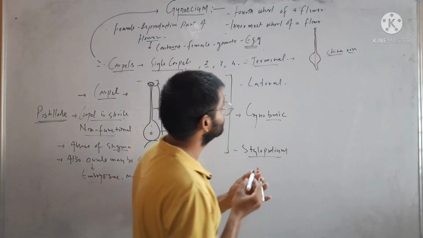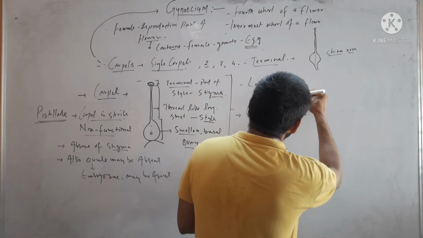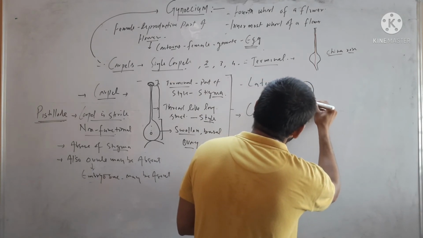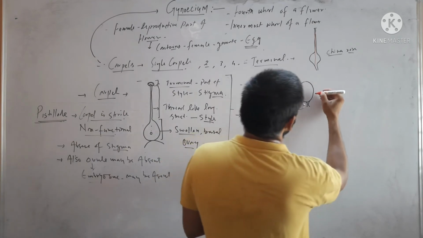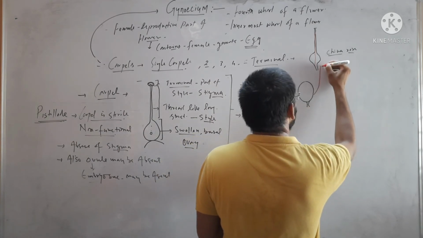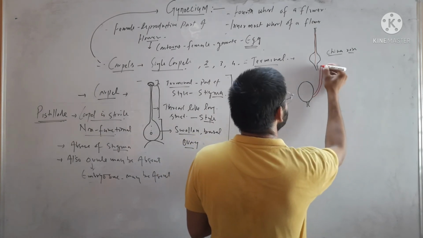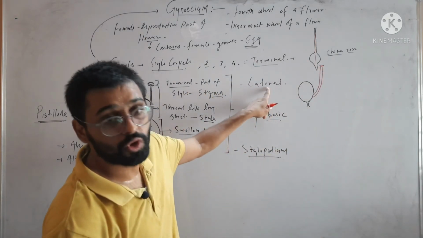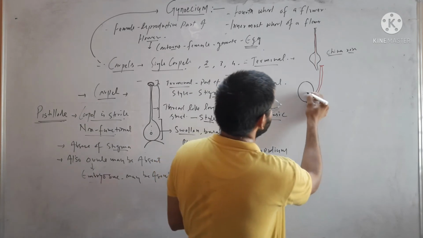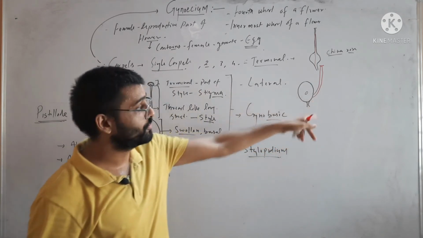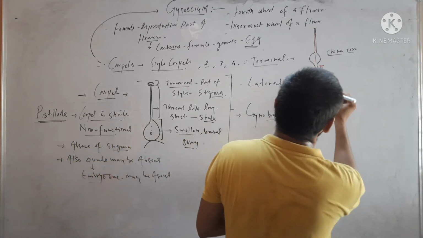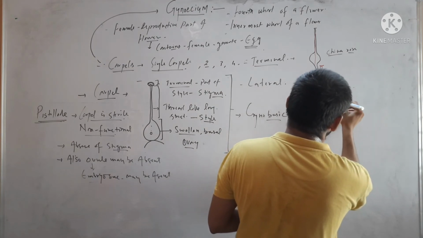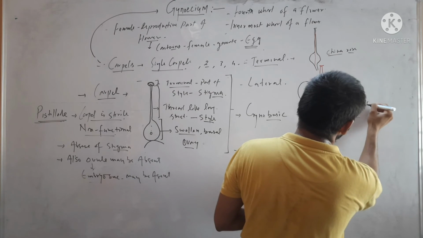Lateral, when the style arises from the lateral side of the ovary, like this. So here in that case it will be called lateral, because it arises from the lateral side of the ovary. So it is found in mango, Mangifera indica.